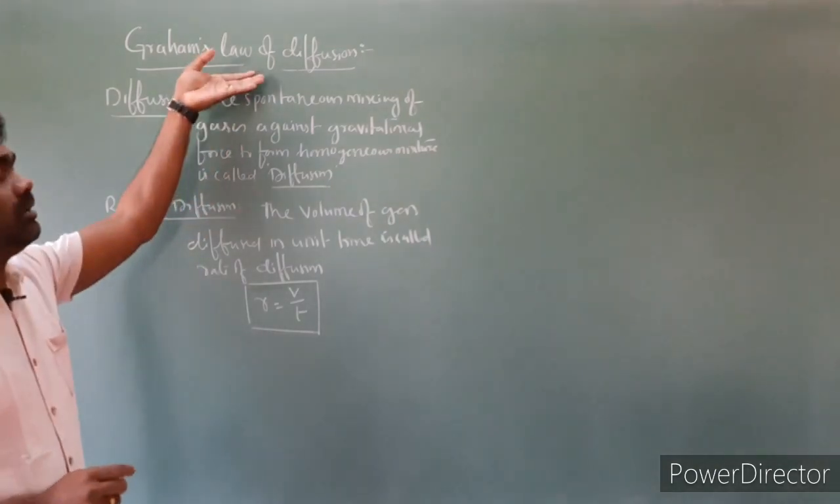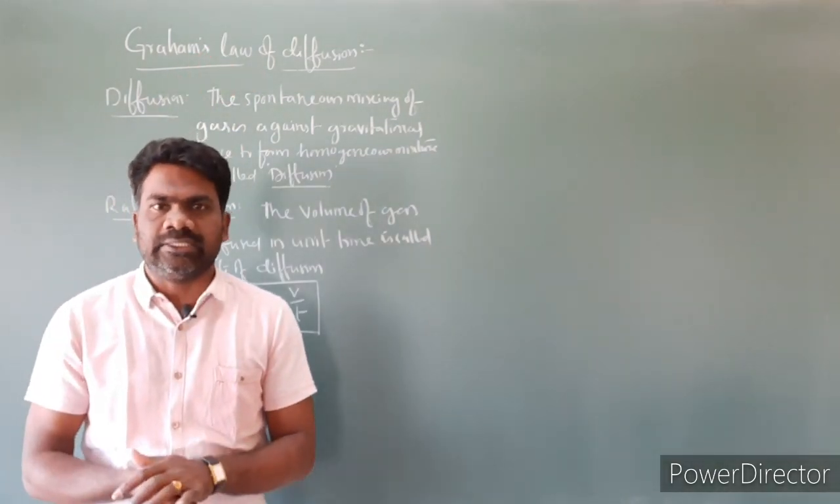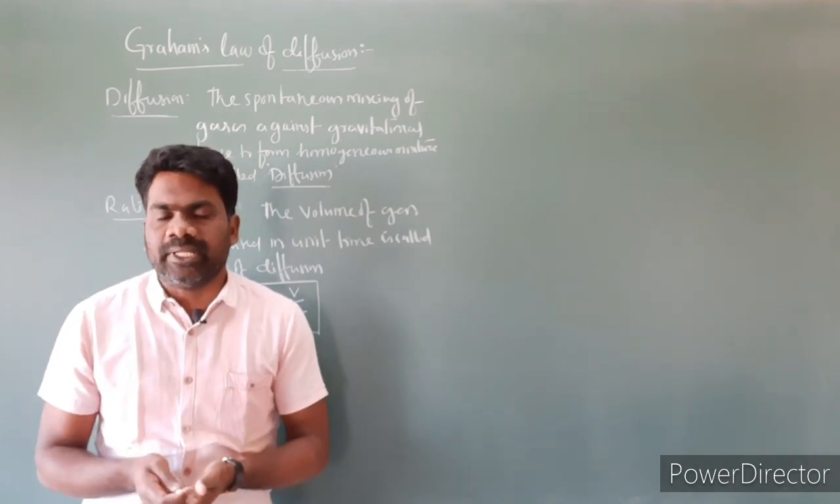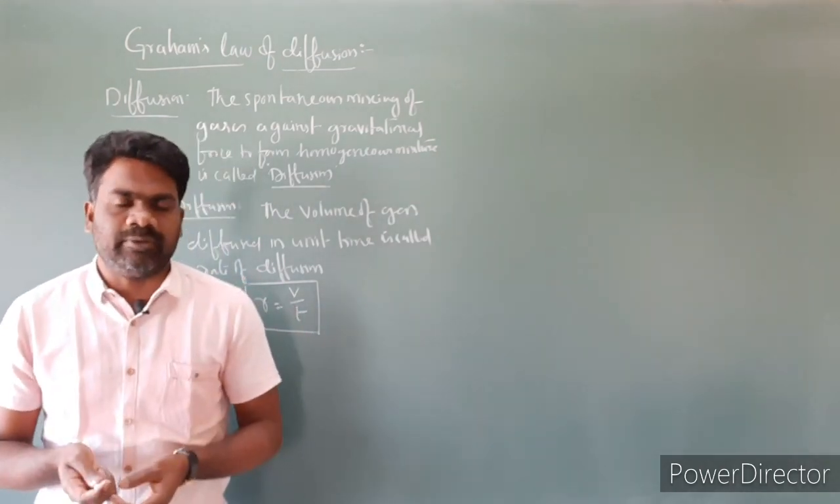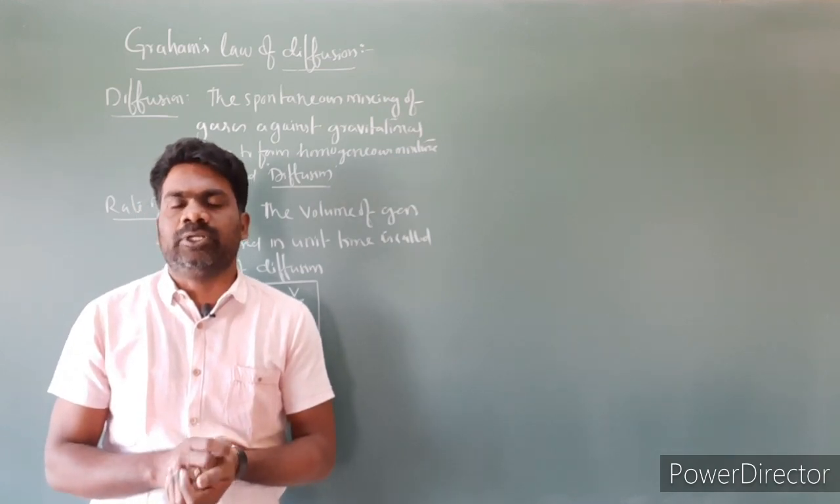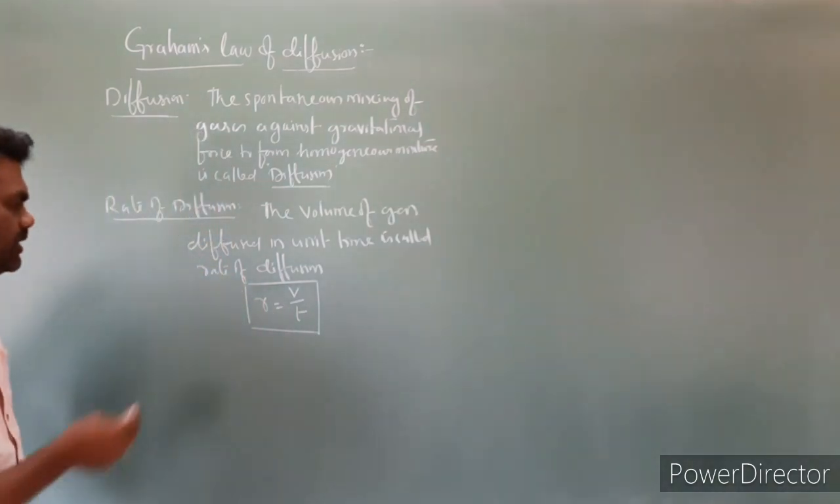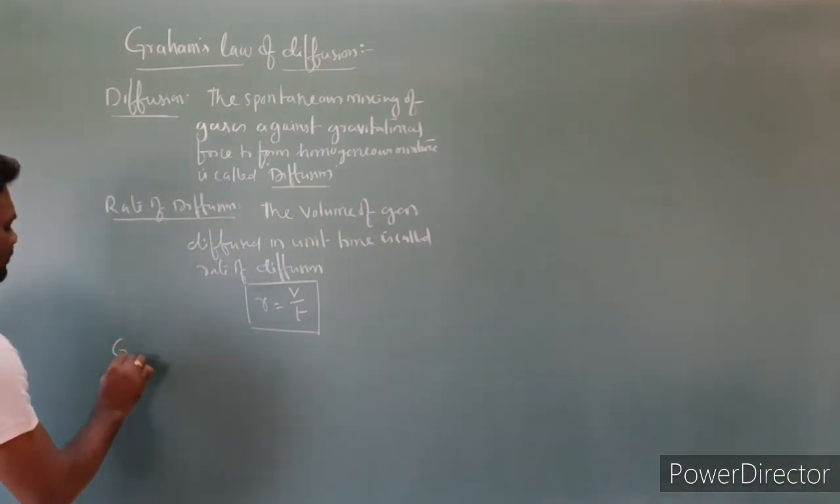Next, Graham's law of diffusion. Graham's law of diffusion is defined as: at constant temperature and pressure, the rate of diffusion of a gas is inversely proportional to the square root of their density. So, the square root of their density. First, write the statement.